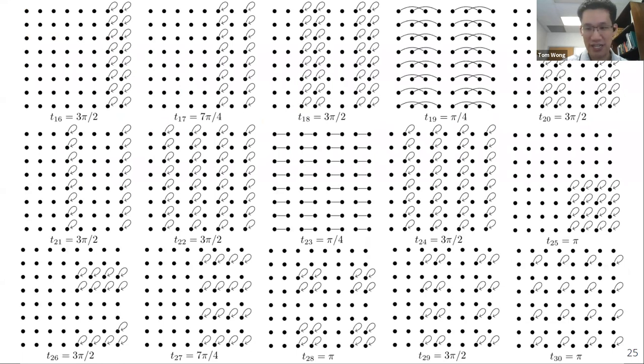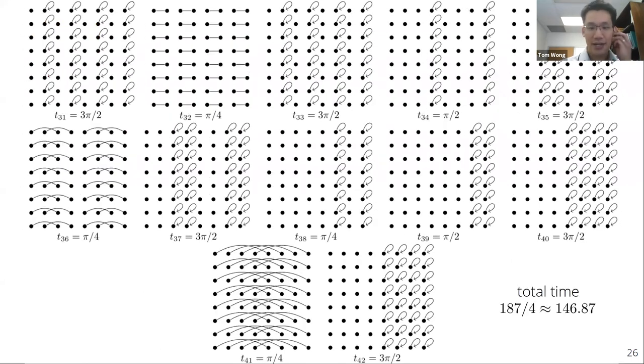So graphs 16 through 30. Here are how many more graphs? 12 more graphs. So there's 42 graphs total. Basically, you can do it, right? And it's straightforward if you just look at each graph, each gate, one at a time. And the total evolution time is 187.